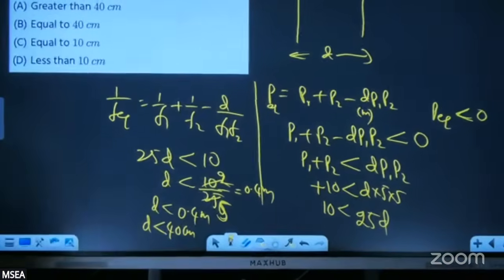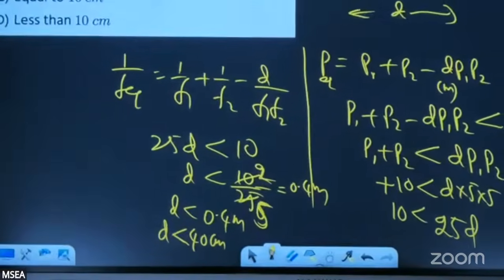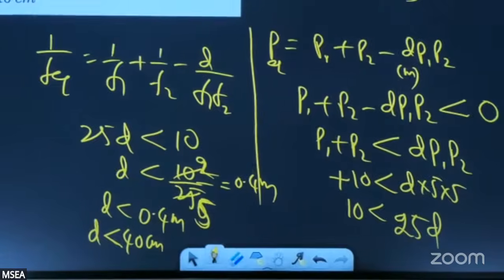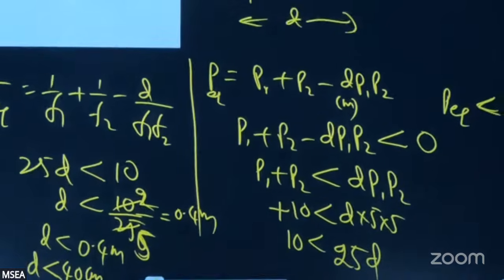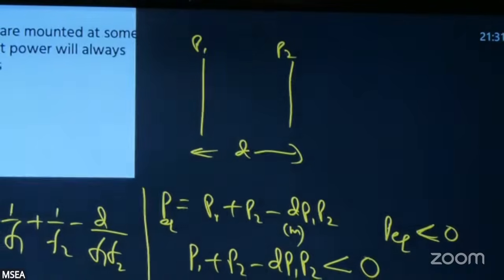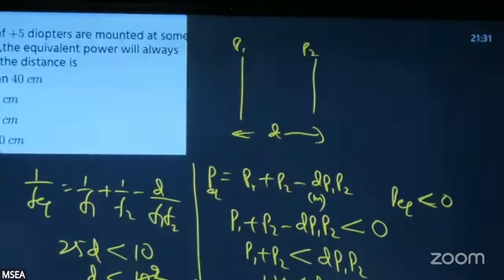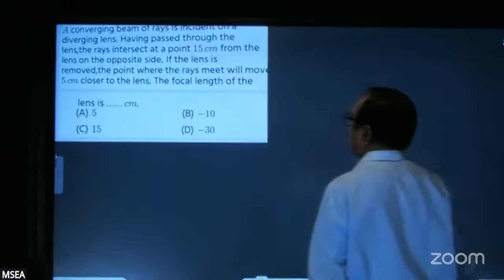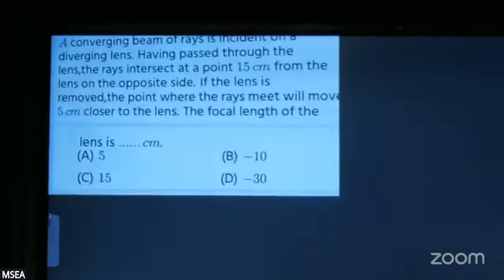So P1 plus P2 minus D, over P1 P2, will always be negative. Negative means it should be less than 0. Let us go to the next one.